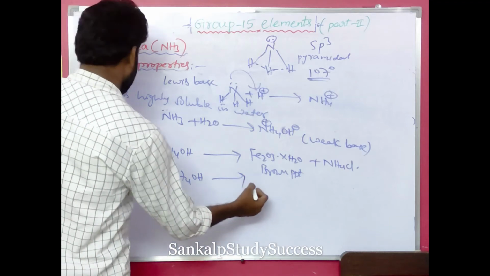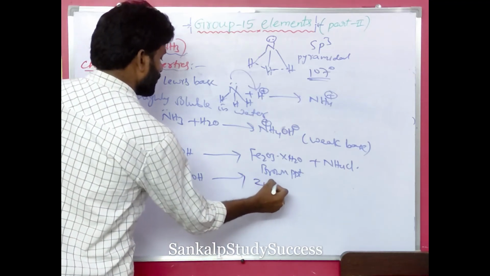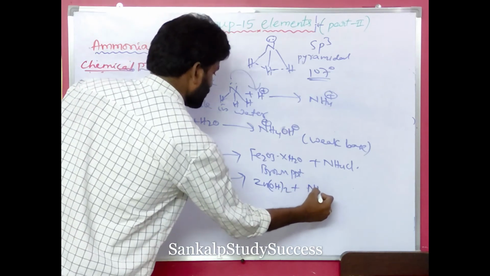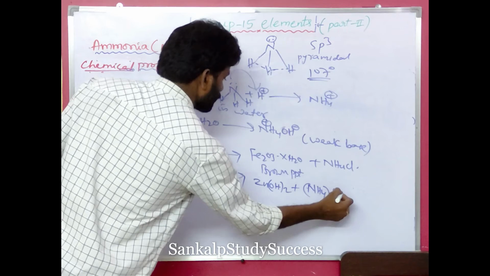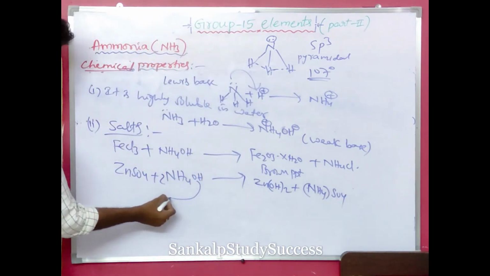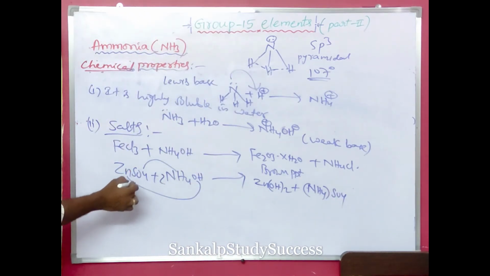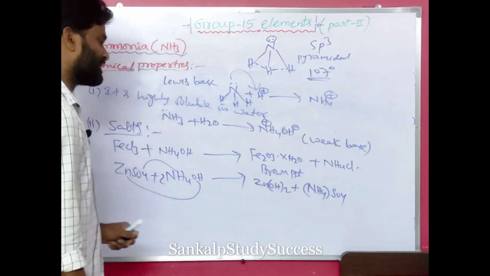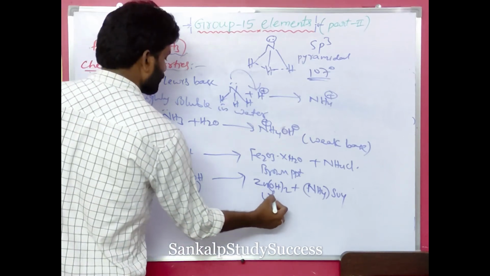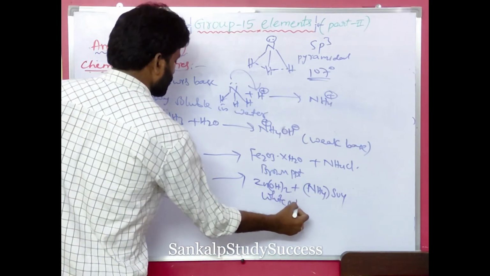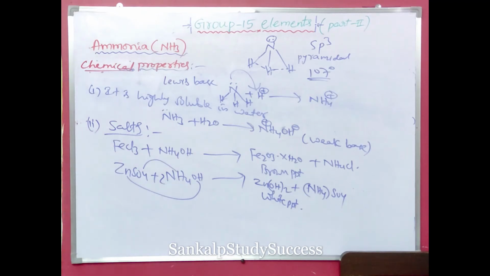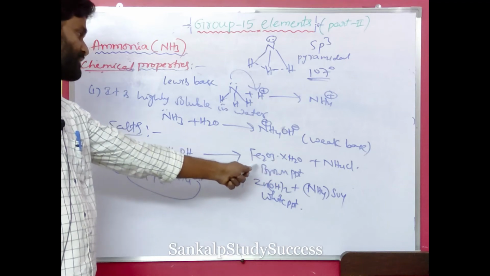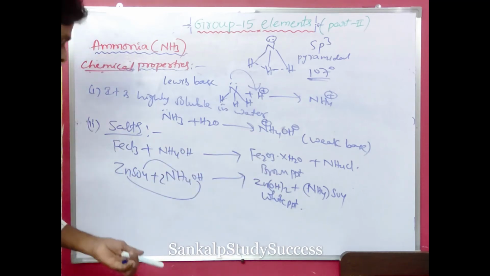So to form zinc oxide, Zn(OH)2 plus ammonium sulfate, (NH4)2SO4. Right, ammonium sulfate and zinc hydroxide is obtained. This is a white precipitate. So ammonia can react with some salts to form some colored precipitate, like brown precipitate and white precipitate.